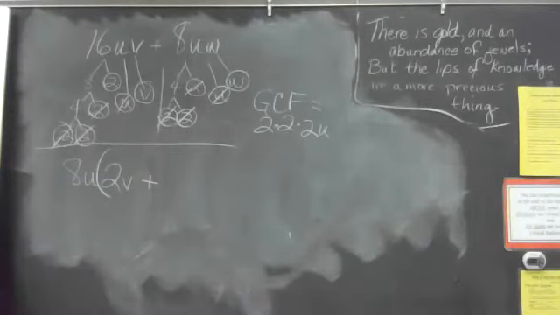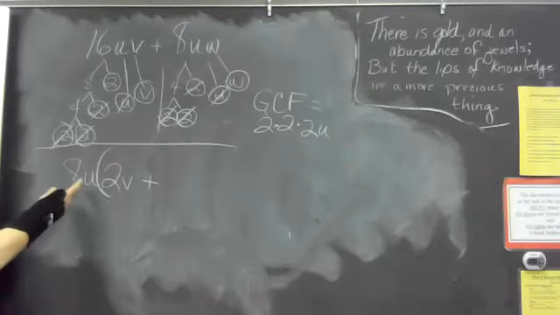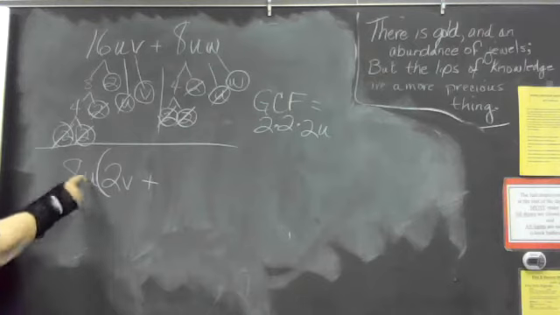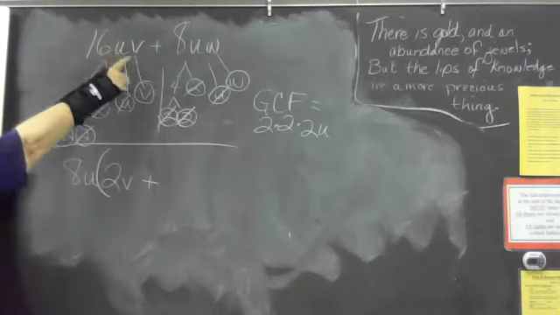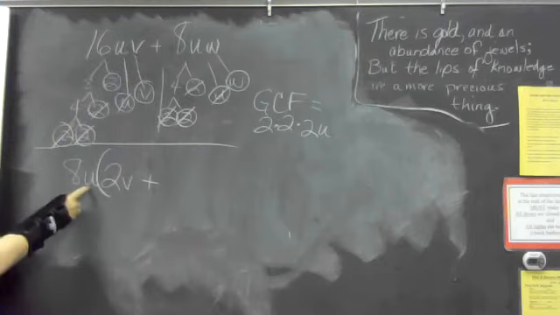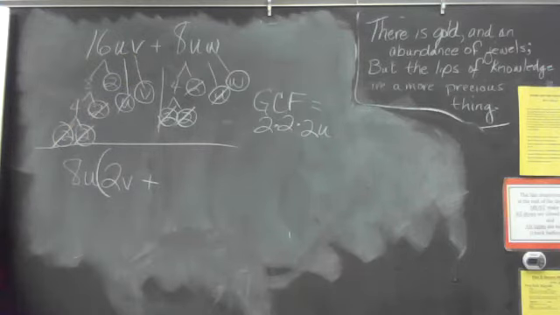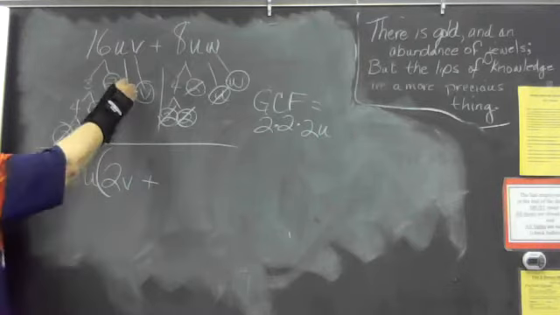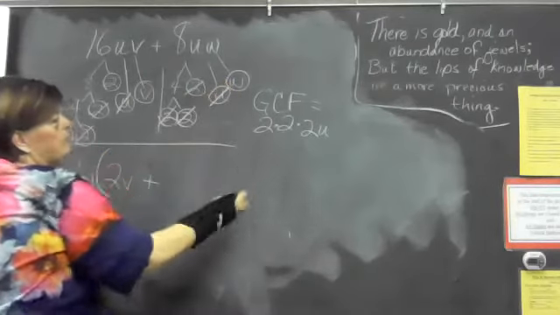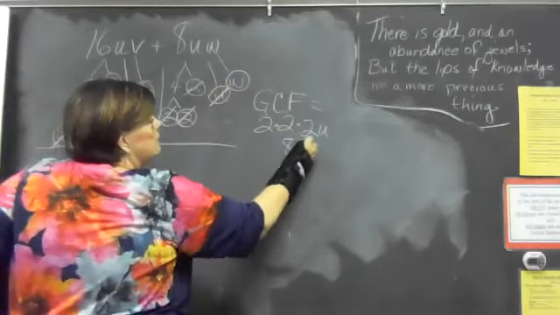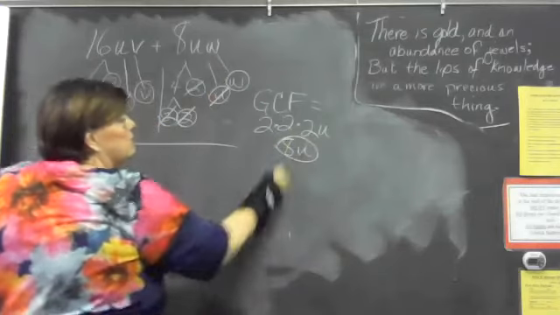Did y'all understand that when I took out the U or divided it out, it's no longer there? But the V, I did not take it out, so it's still there. Okay. Because there was a U that was common, so it became part of my greatest common factor.